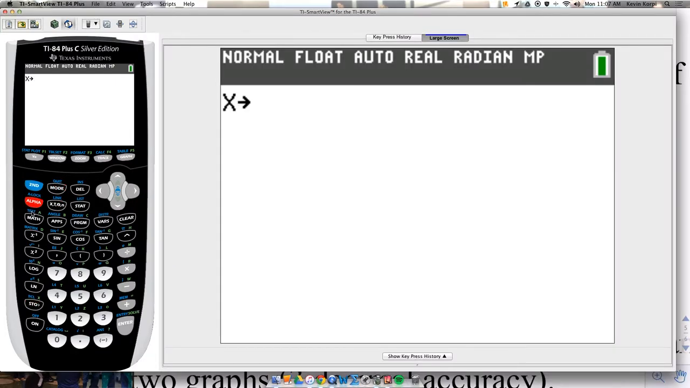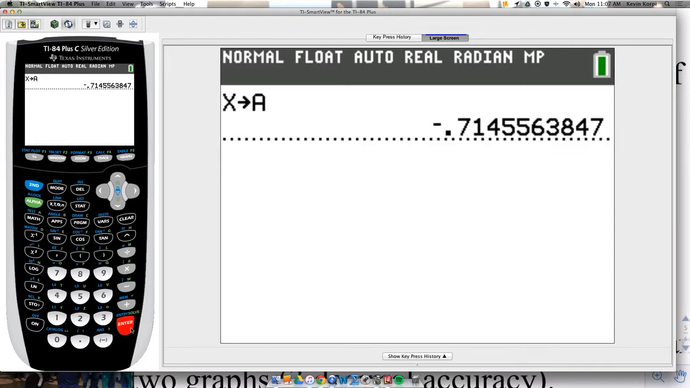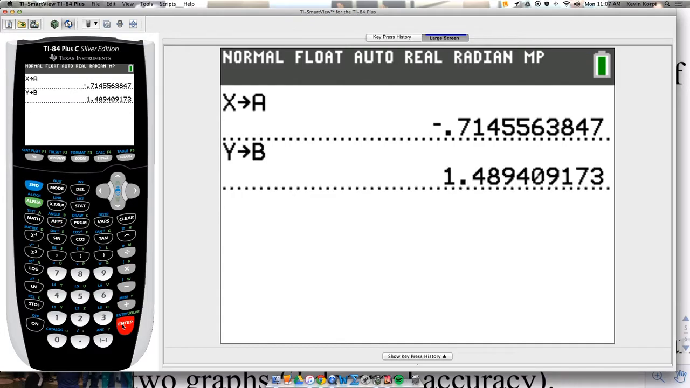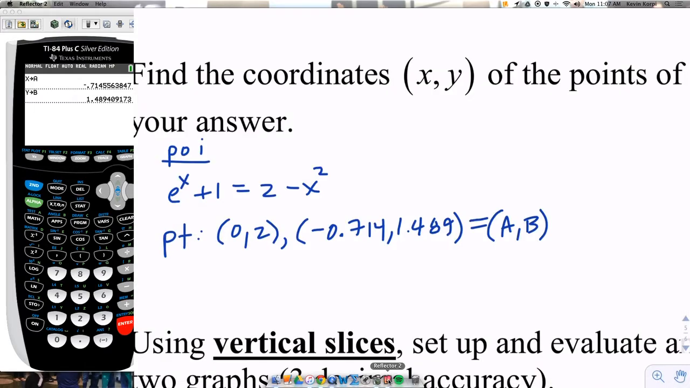X, store alpha A, and then Y is alpha 1. So that's pretty easy to remember or get to. Store that as alpha B. And then it'll show up there so you can verify it's the right number. This is anticipating having to use them. That way we don't have to go back and find them.